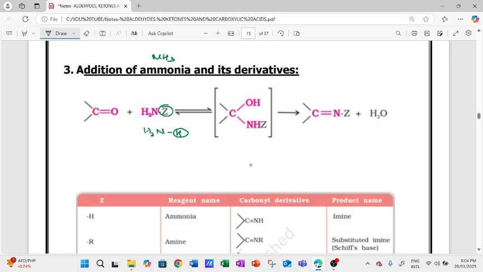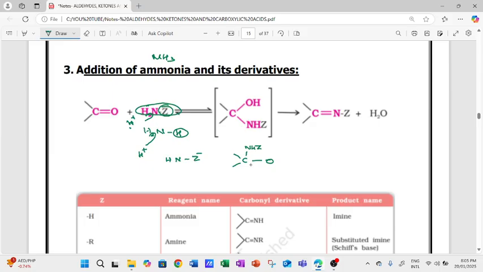So C double bond O, NH2Z. First it will split. One hydrogen from here will leave as H plus, and the remaining portion is HNZ. You understood? One hydrogen is leaving as H plus and the remaining portion is NHZ minus. That's a nucleophile. So during the reaction, the carbon oxygen bond breaks and that carbon is attached with the nucleophile, which is NHZ. And the oxygen gets a negative charge, so that oxygen is attacked by the proton, giving OH.